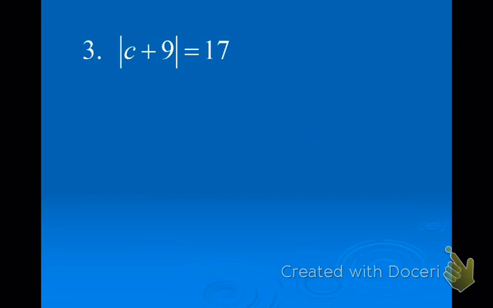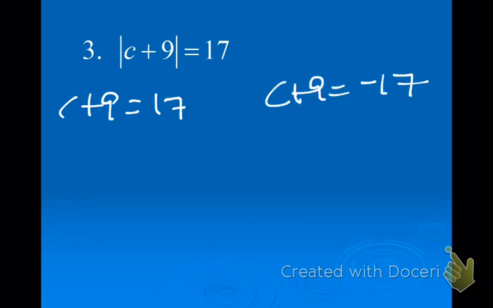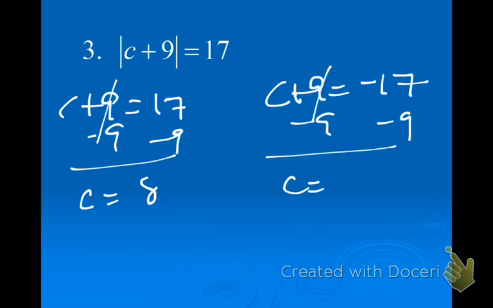Okay, absolute value of c plus 9 equals 17. What that means is that c plus 9 can be positive 17 and make that statement true. C plus 9 can also be negative 17 and make that statement true. In other words, we're going to split it and say c plus 9 equals 17 and c plus 9 equals negative 17. Okay, subtract 9. So c equals 8, or c equals negative 26. Okay?